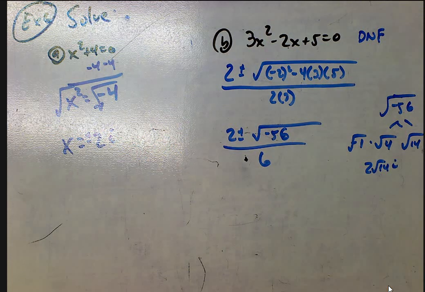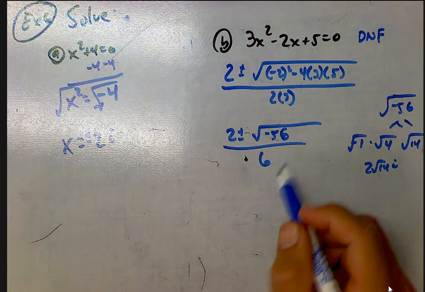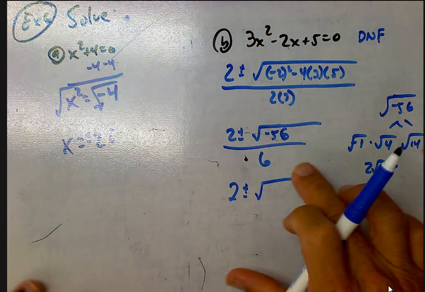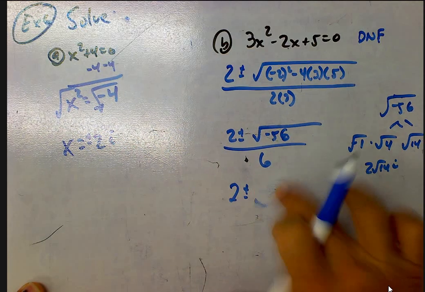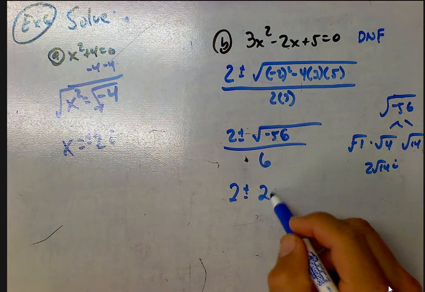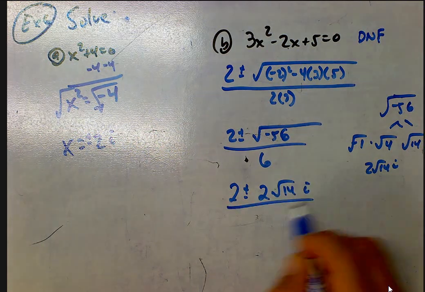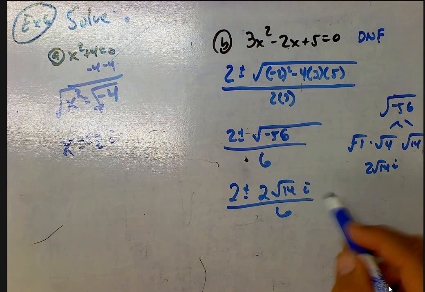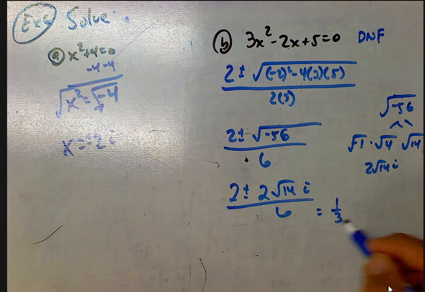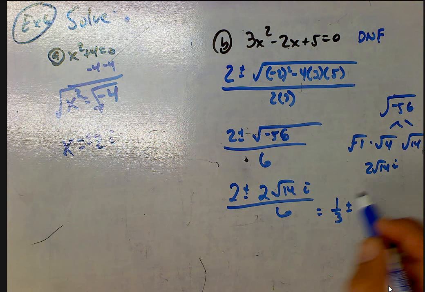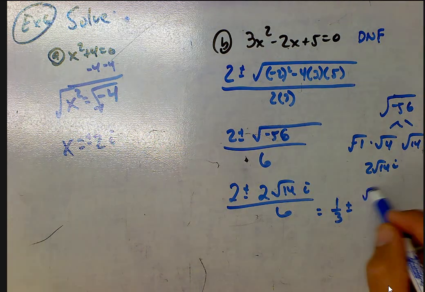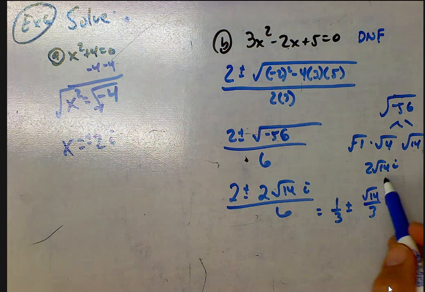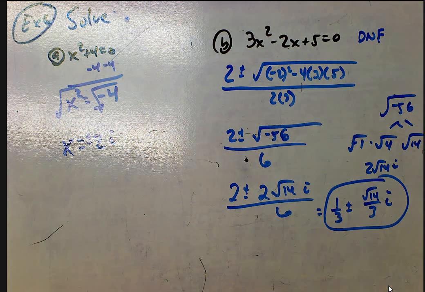And so I'm going to rewrite this as 2 plus or minus 2 square root 14i divided by 6. Then to put it in the standard form, 2 divided by 6 is 1/3, plus or minus 2 over 6 is 3 on the bottom, so square root 14 over 3 is a fraction, i. And so there is the answer to part B in simplified form.